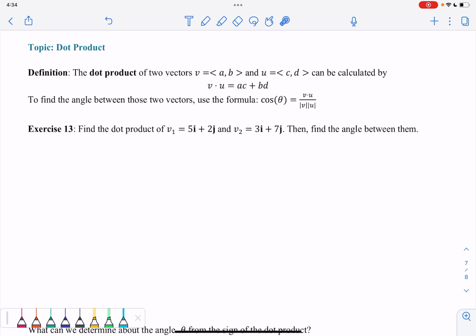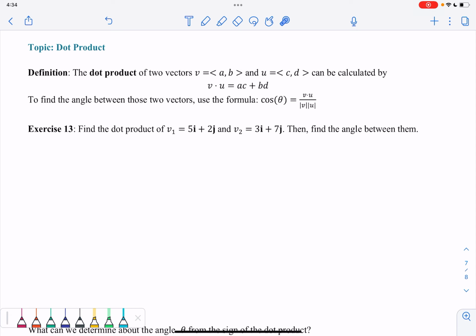Why do we care about the dot product? Well, there's a few different reasons, but let's look at the first one. To find the angle between these two vectors, v and u, I can use this formula. The cosine of theta is equal to the dot product of these two vectors divided by their magnitudes. So I have cosine of theta equals v dot u all over the magnitude of v times the magnitude of u.